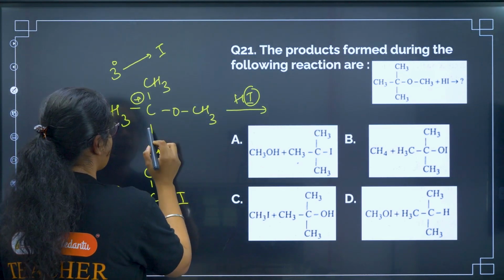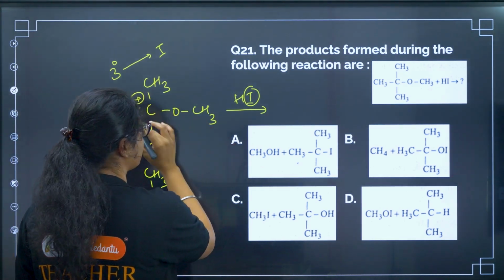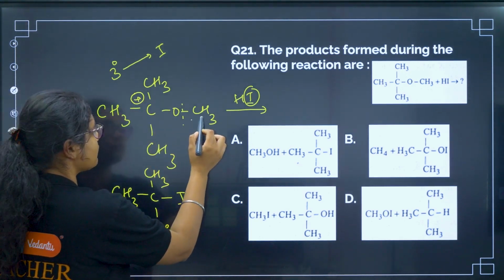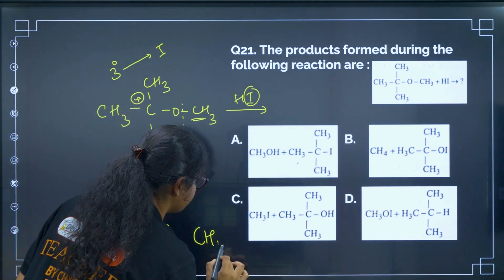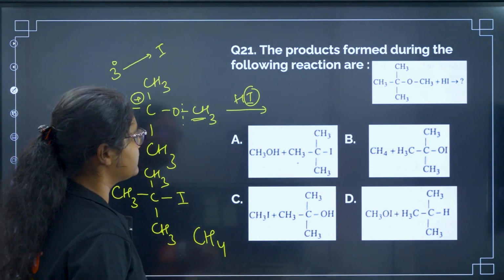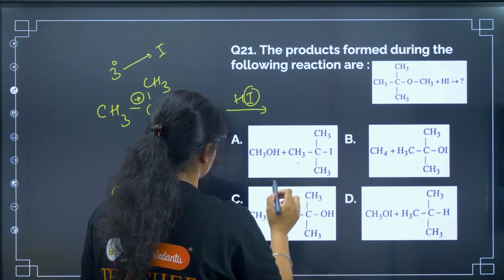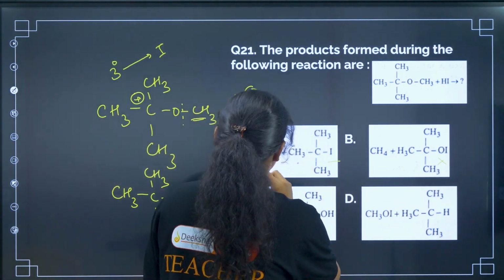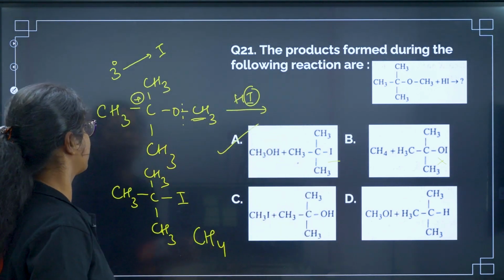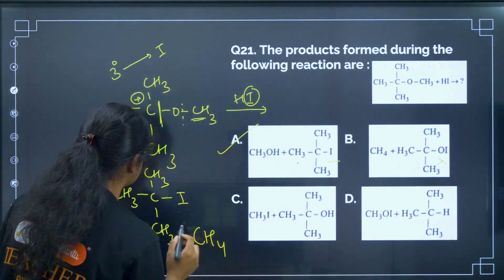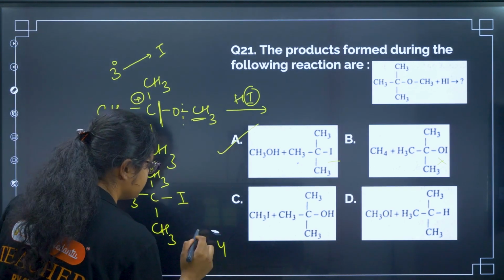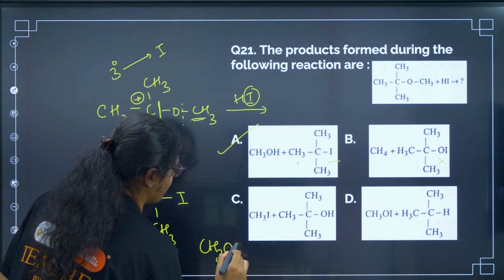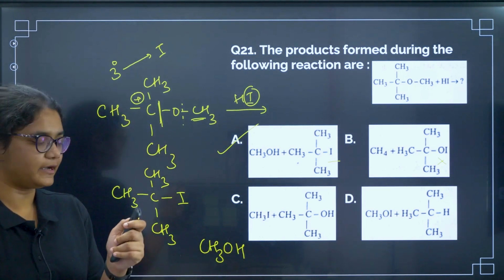Or in case this would have been a phenol group, something with a benzene ring, then the breakage will take place here, like we have done in the previous question. So this one will form and this one will take your H. So we will get CH4. So which option has this compound here and not this one? So the correct answer will be option number A. So cleavage has taken place here, so we will get this product. We can get here CH3OH. So option A will be the correct answer.